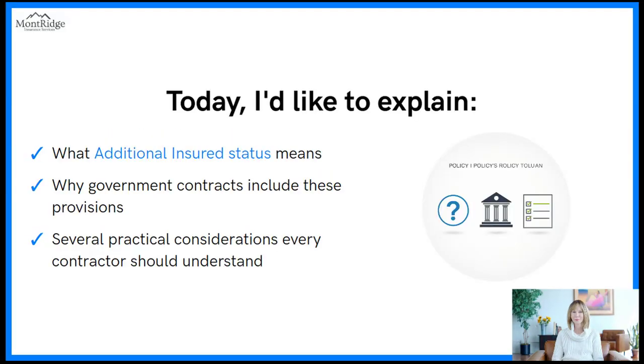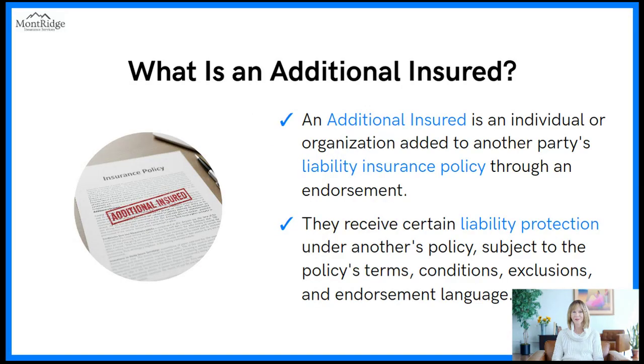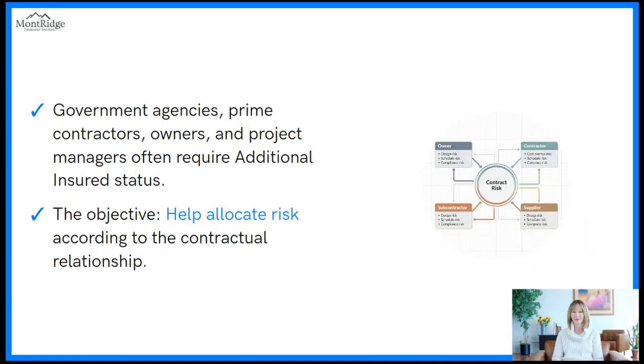Today, I'd like to explain what additional insured status means, why government contracts include these provisions, and several practical considerations every contractor should understand. Let's begin. What is an additional insured? An additional insured is an individual or organization added to another party's liability insurance policy through an endorsement. They receive certain liability protection under another's policy, subject to the policy's terms, conditions, exclusions, and endorsement language. Government agencies, prime contractors, owners, and project managers often require additional insured status. The objective: help allocate risk according to the contractual relationship.